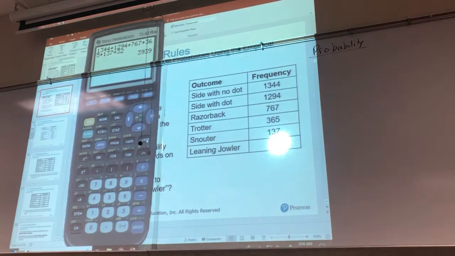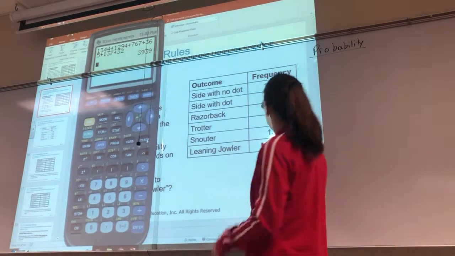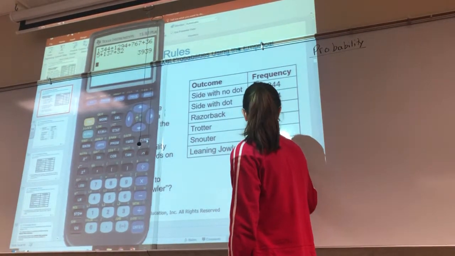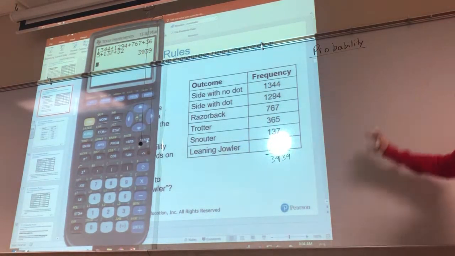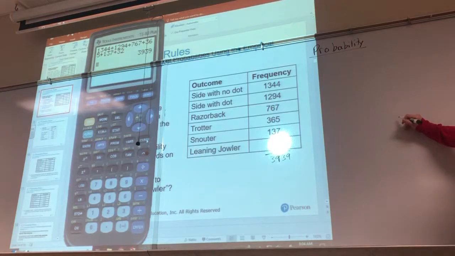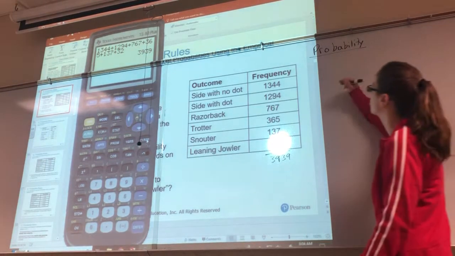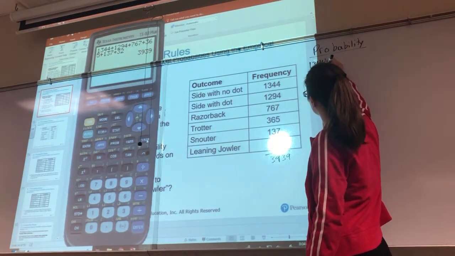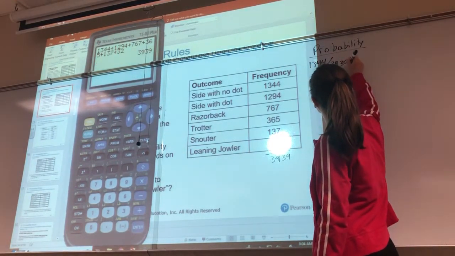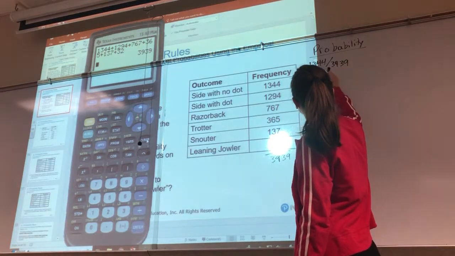So altogether, we've got 3,939. That's how many times it was rolled all together. So to get your probability, it's the same thing as your relative frequency. Your probability for this one is just going to be 1344 divided by 3939, 1294.